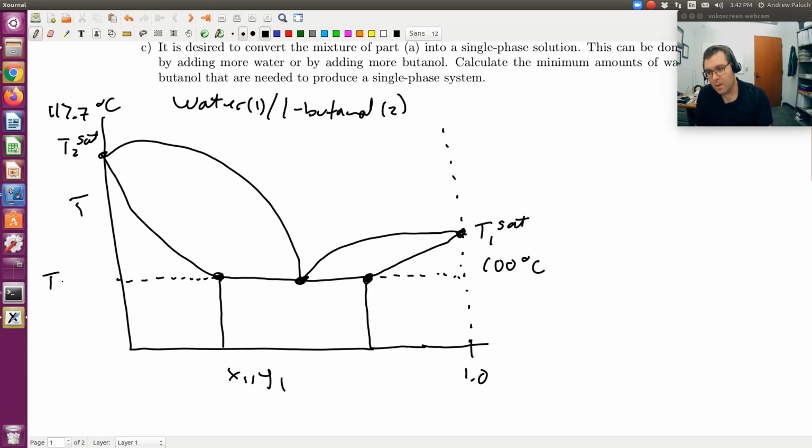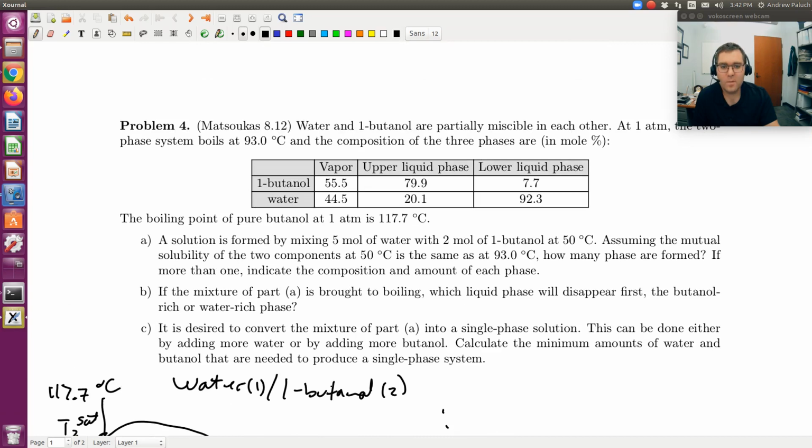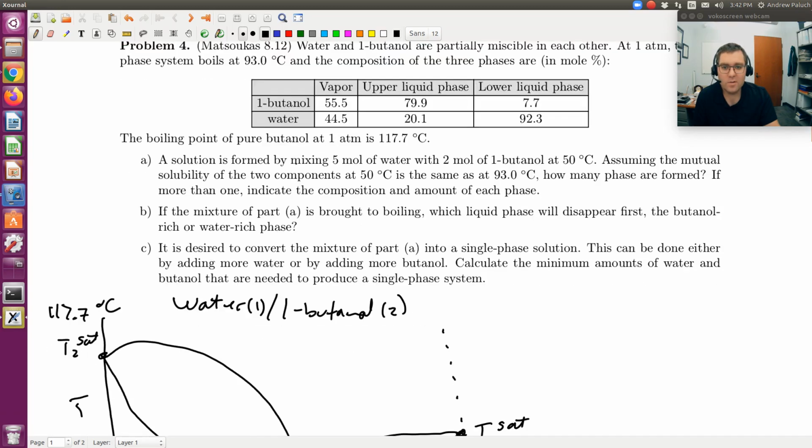Okay, so the two-phase system boils at 93 degrees C. That gives us the temperature of that flat region, which corresponds to the temperature of our azeotrope, at which we have the two mutual solubilities at that azeotropic temperature. So that's 93 degrees C.